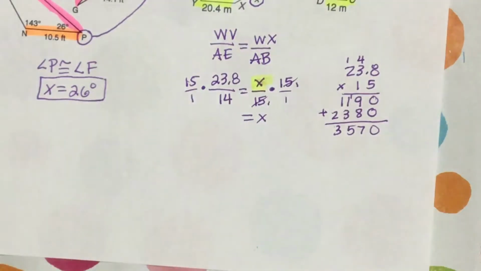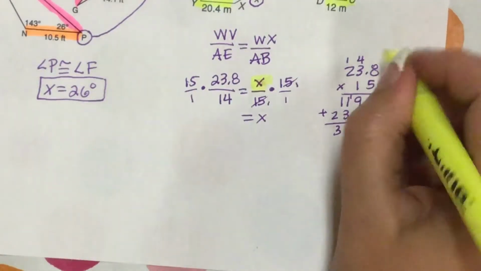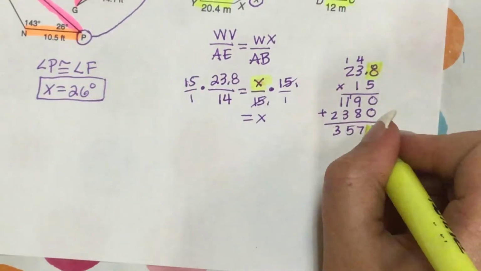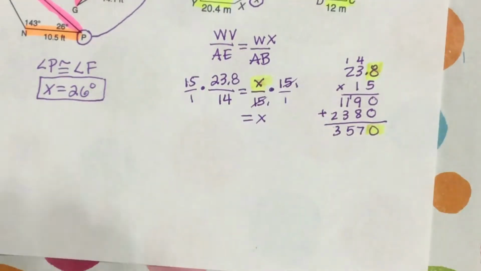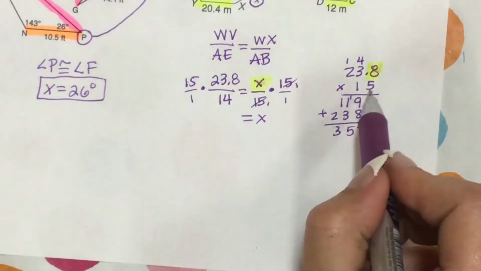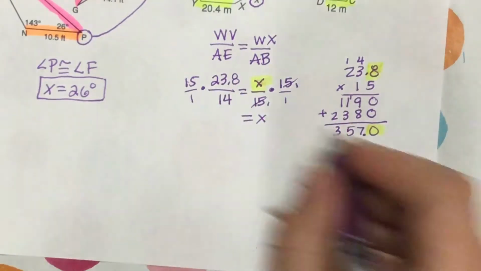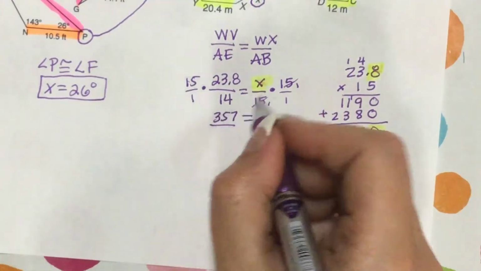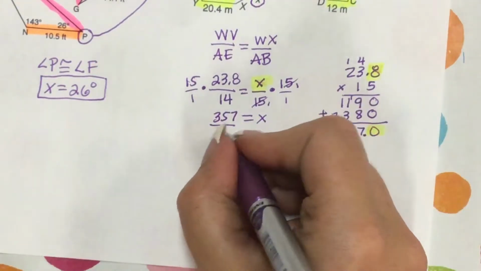And now, since we're multiplying with decimals, we have to have the same amount of decimals. So there's 1 decimal here, that means we have to have 1 decimal there. So the number, when we multiply 15 times 23.8, is 357. Now we have to multiply the bottom, which is 1 times 14, which is 14.